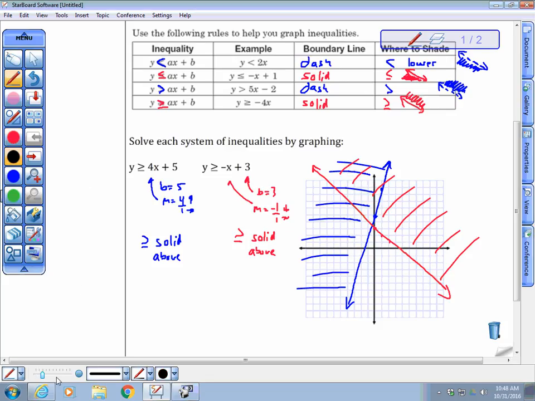Now where they are overlapping, that's where it's going to be true for both. So it's going to be this section right in here. Basically, it's going to be true for red as well as true for blue.